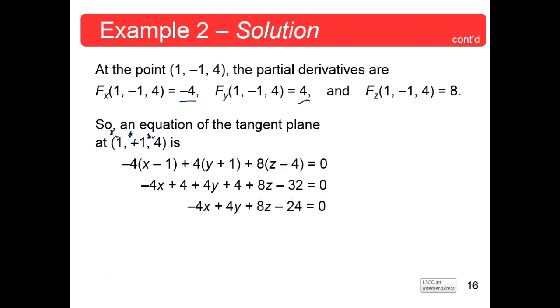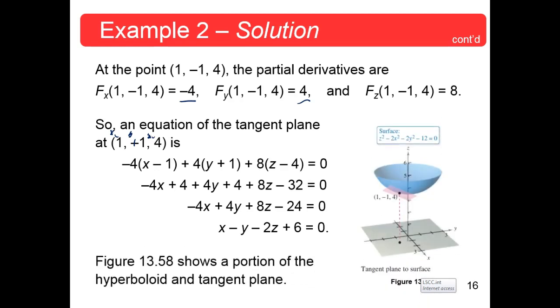And then they combine like terms, which is minus 4x plus 4y plus 8z, and then minus 32 plus 8 would be minus 24 equals 0. And what they did, they divided everything by minus 4. We rearranged earlier and didn't have to do that, and got x minus y minus 2z plus 6 is equal to 0. That's the equation of the tangent plane.